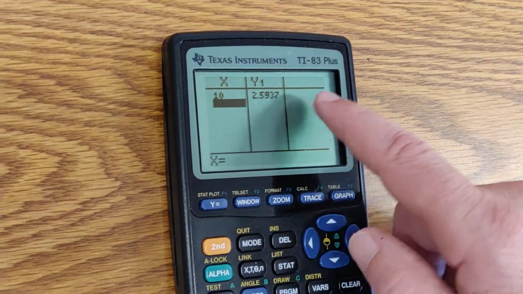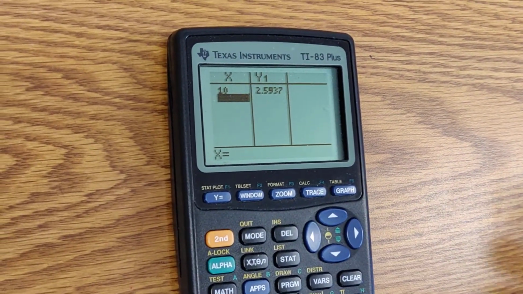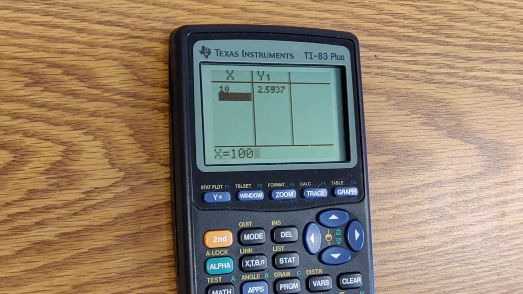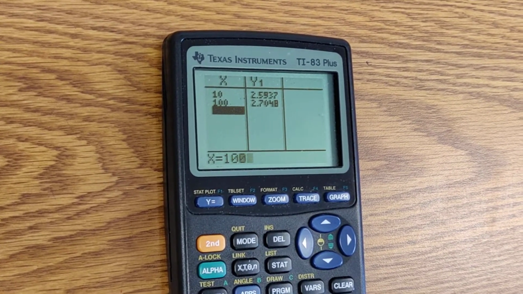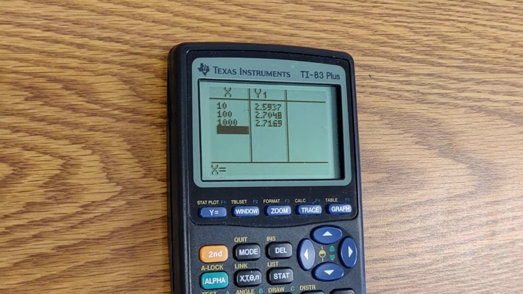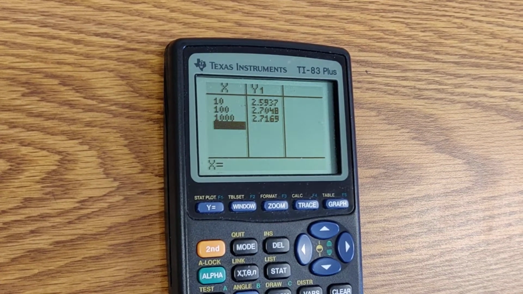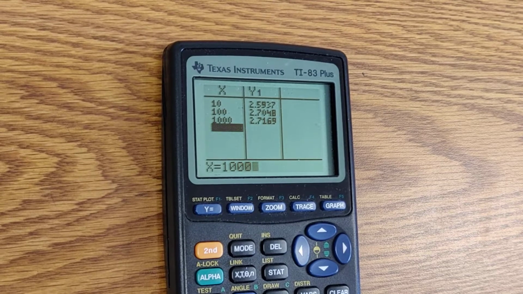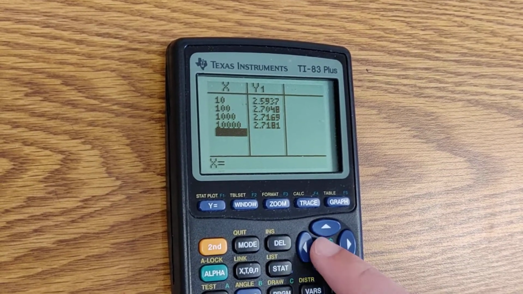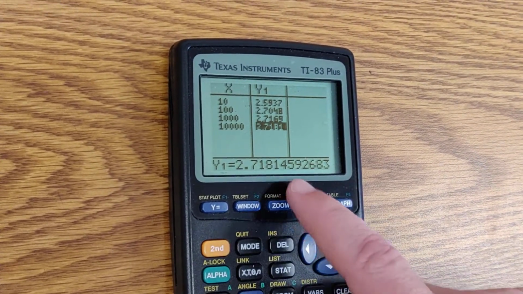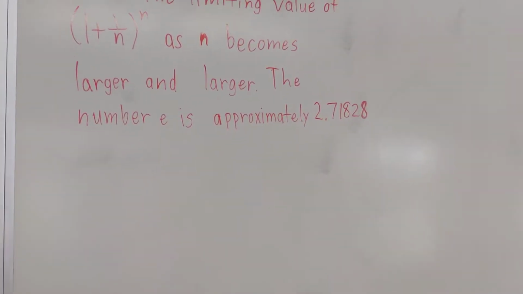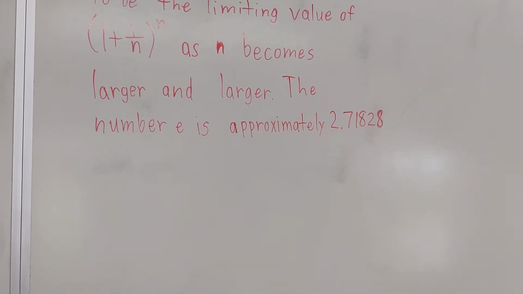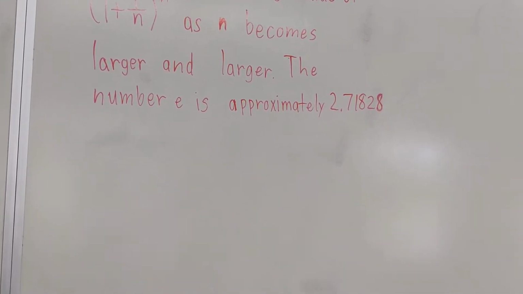We see 2.59. 10 is not a terribly big number. 100, 2.7048. 1,000. So now x is becoming larger and larger. We're up to 2.7169. 10,000, 2.7181. Remember, if you look on the board, what did we say e is? 2.71828. So at 10,000, our approximation is pretty good.